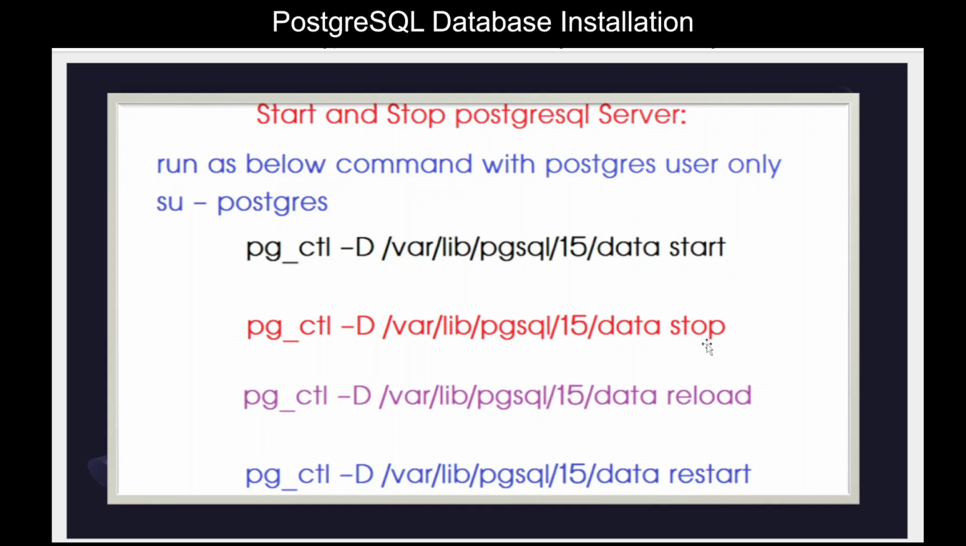Then start the Postgres server using the PostgreSQL command. Okay. So how to start and stop the PostgreSQL server? Run as the postgres user with the below command: pg_ctl -D /var/lib/pgsql/15/data start. If you want to stop, you can use the stop command. If you want to reload, use the reload command, or for restart, you can use restart. So this is the way we are going to install PostgreSQL software using the source code method. For the next episode, we can see the practical regarding the same session which I explained now.